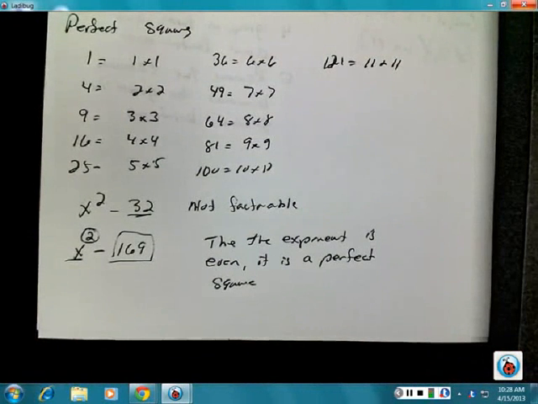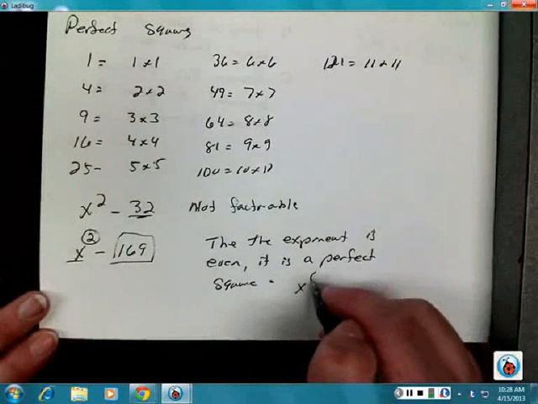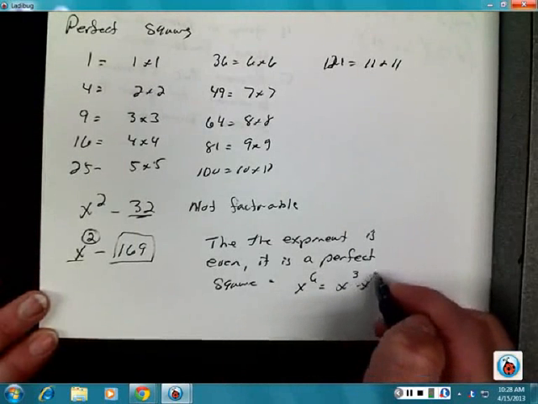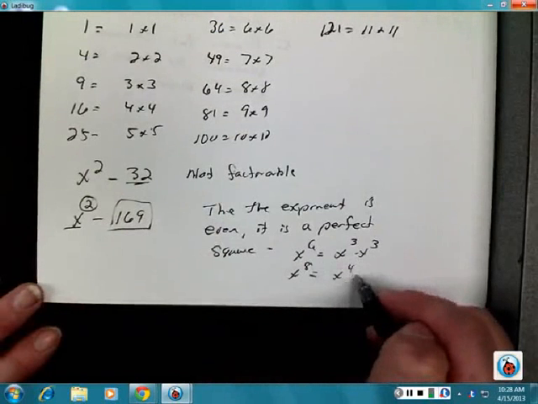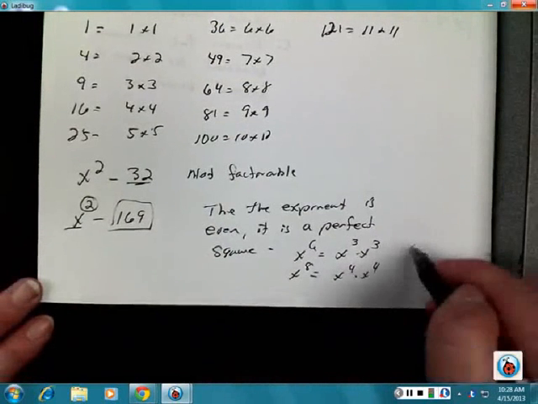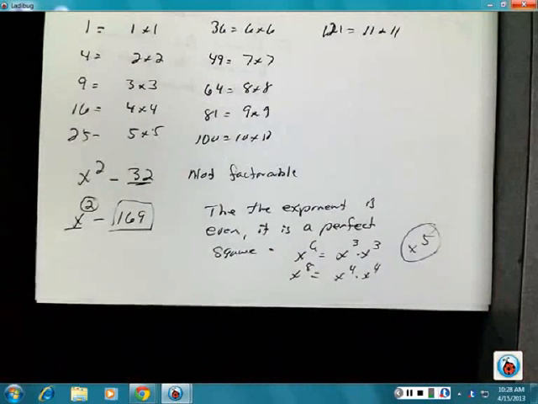So if it's even, we know that it is a perfect square. Because if it were x to the 6th, that's the same as x cubed times x cubed. Okay? If it were x to the 8th, that's the same as x to the 4th times x to the 4th. But if it's x to the 5th, I can't do anything with x to the 5th because it does not break down and I can't get a perfect square out of it.